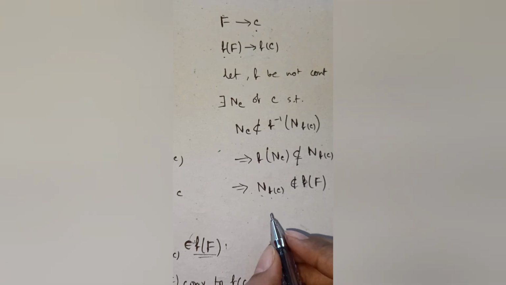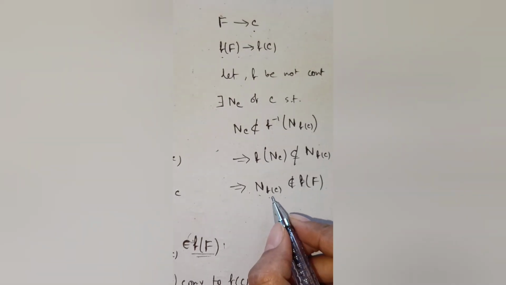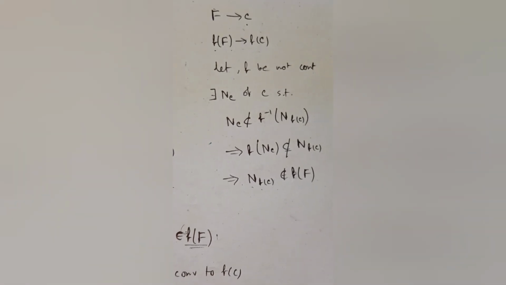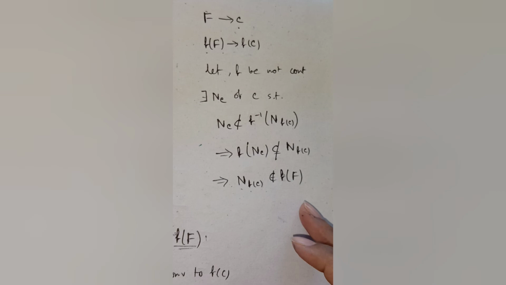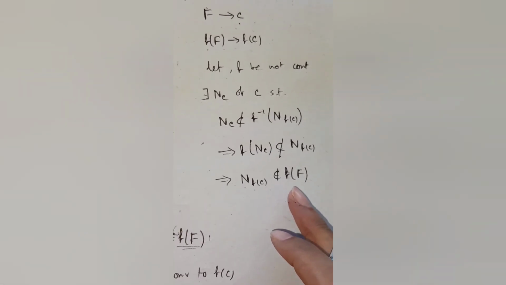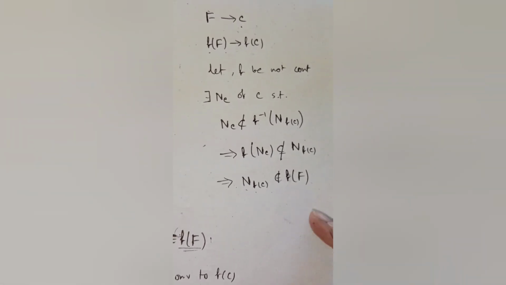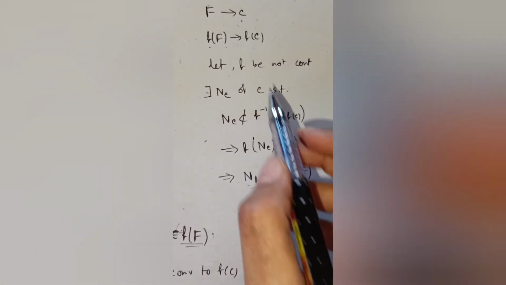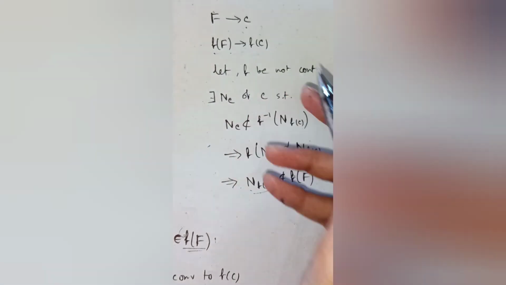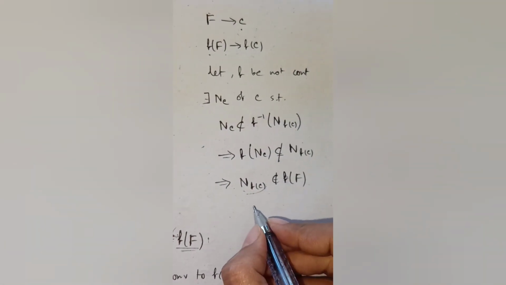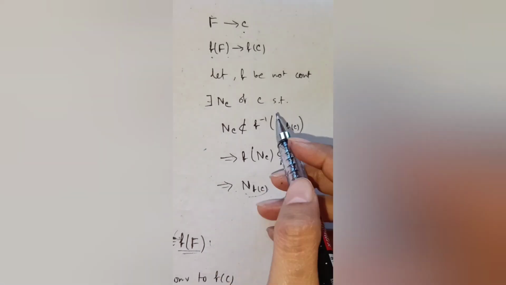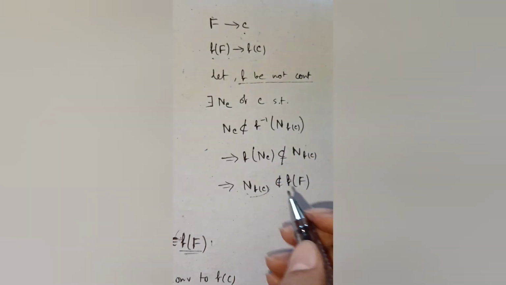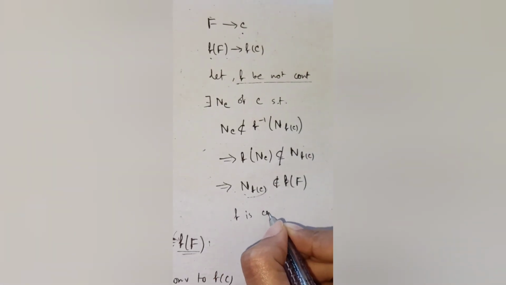So this is a contradiction, because if a filter converges to a point, then every neighborhood of that point has to belong to that filter. But this neighborhood does not belong to this filter. This contradicts that this filter converges to f(c). So our assumption is wrong. Our assumption was that f is not continuous, so this one is wrong. Hence f is continuous.